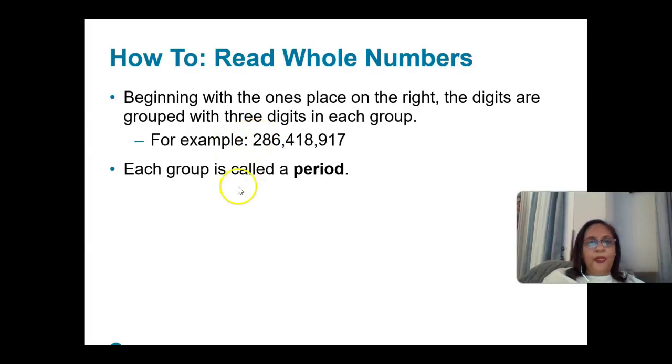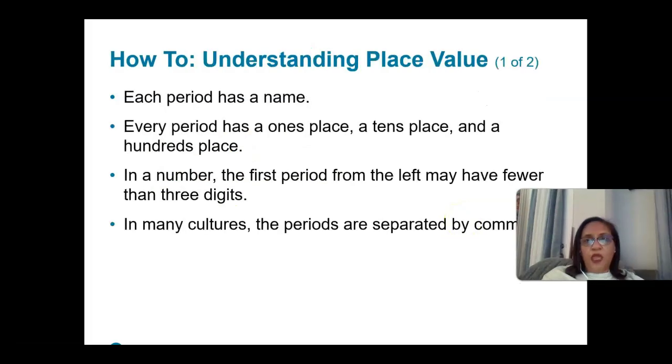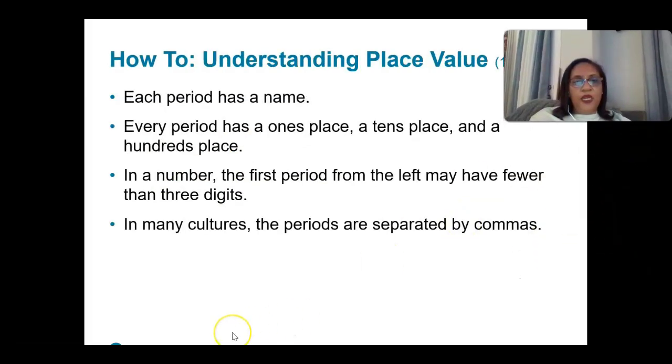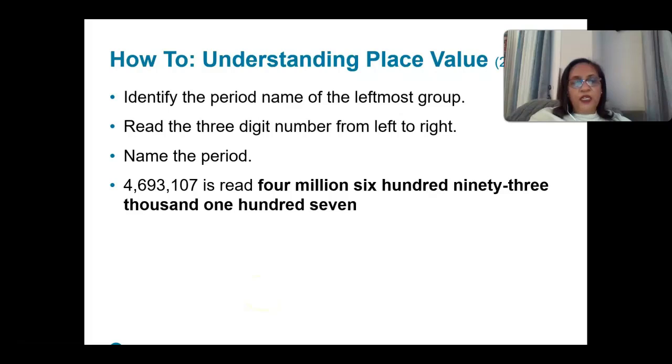Okay, so each group is called a period, and those periods are separated by commas. Okay, so every period has a ones place, tens place, and hundreds place. Okay. And then understanding the place value, identifying the period name of the leftmost group. So I kind of said that already. All right. So read the 3-digit number from left to right.